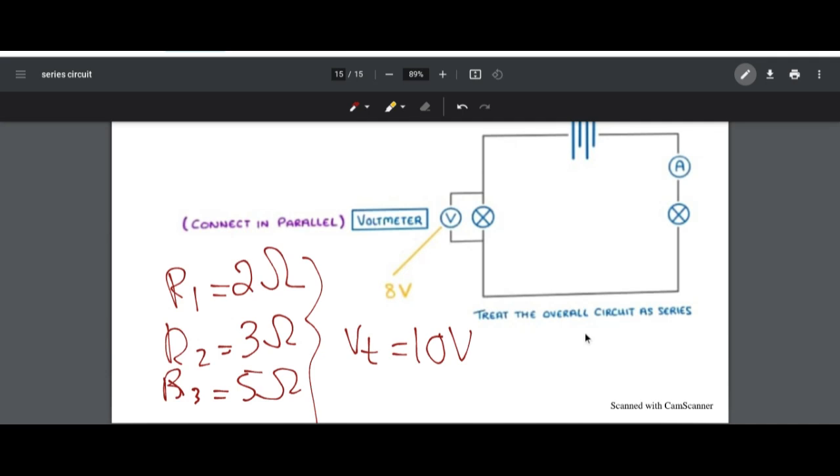Okay. And using Ohm's law, you have to find the current. Find the current. Okay. Can you do that? I guess I can do that. Very good.